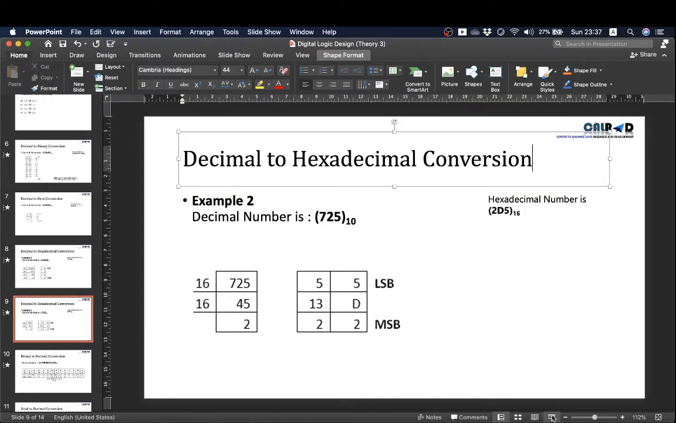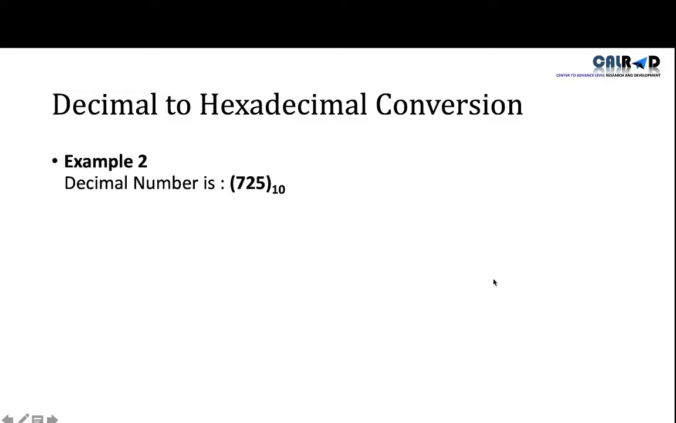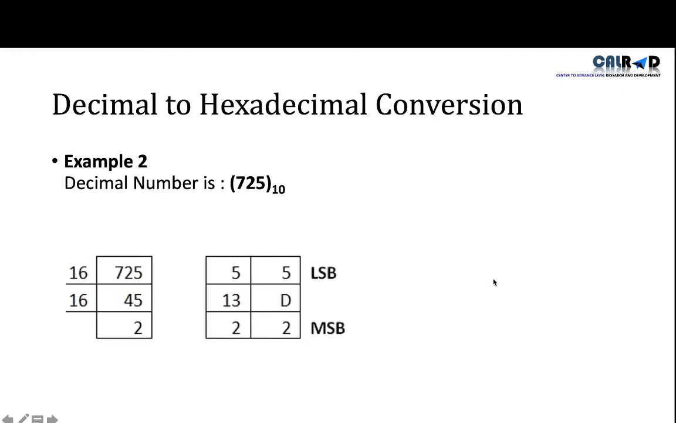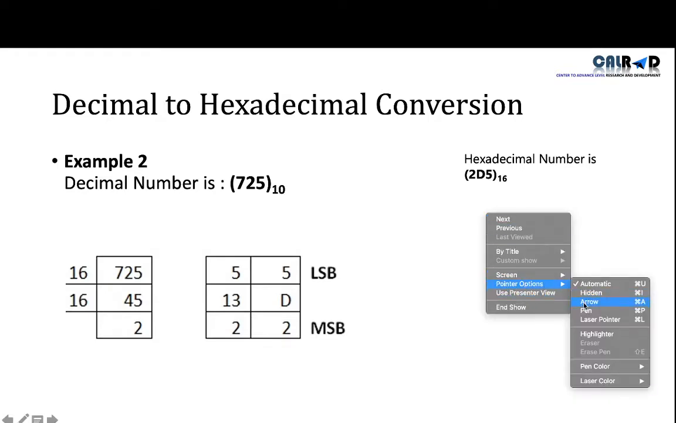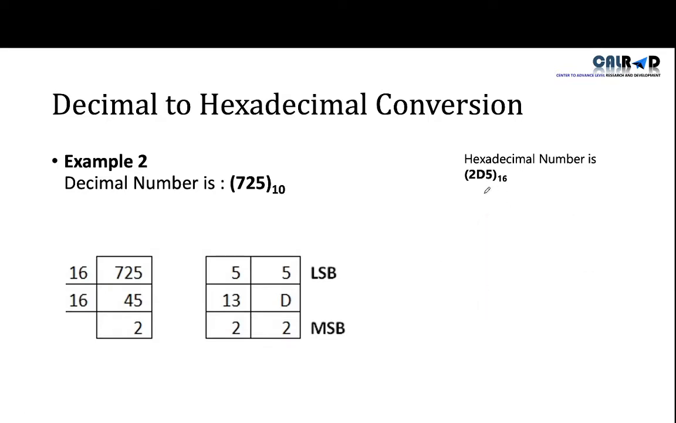So let's start our third part of the video. Last time we did decimal to hexadecimal and I corrected this for you. Our answer was 2D516.